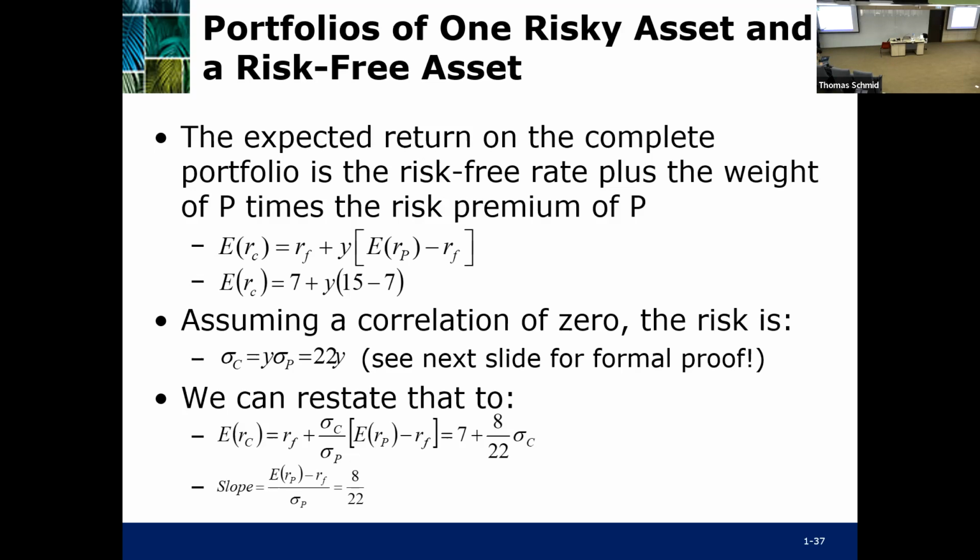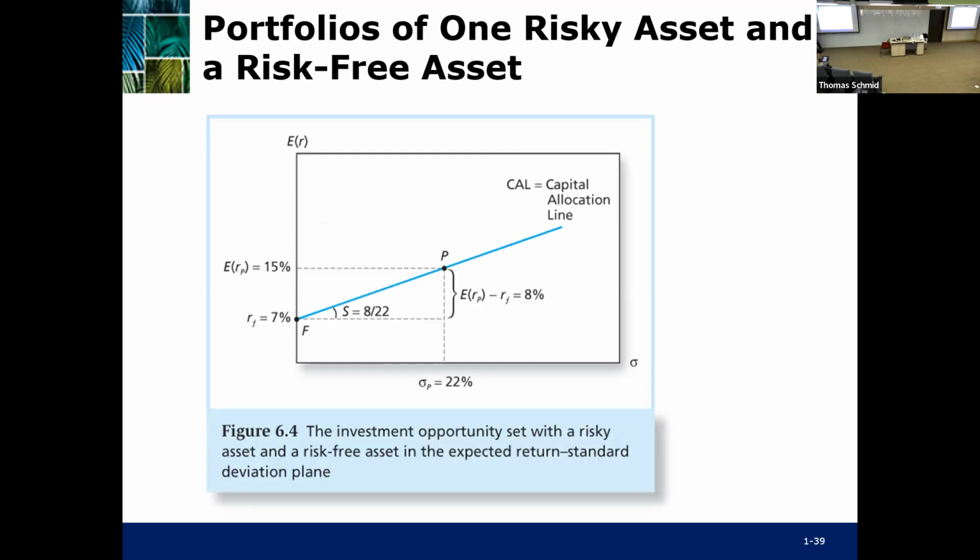Return relative to risk. The next step is to plot that. So how does this look like? 7 plus 8 divided by 22 sigma C. But that's a straight line with an intercept of 7 and a slope of 8 divided by 22. Right? So if we plot that, it's exactly this. It's a straight line that starts at 7%, this is the return of the risk-free asset. It has a slope of 8 divided by 22. Okay? So this blue line, this is what we call the so-called capital allocation line.